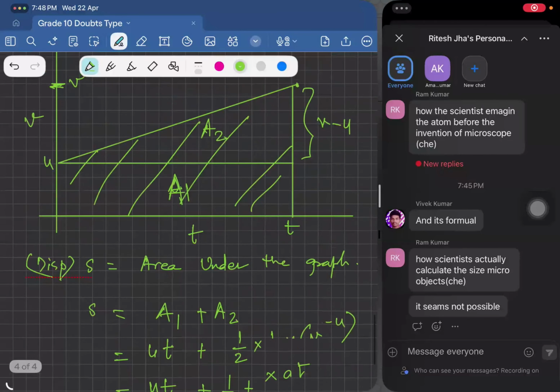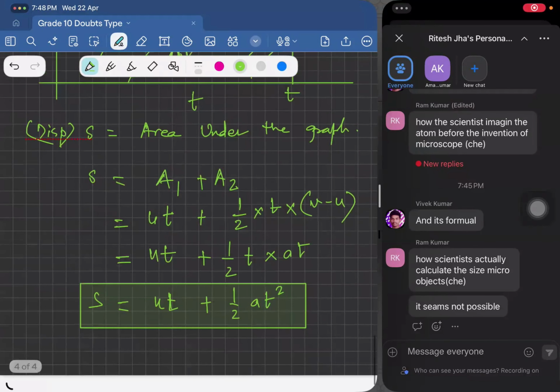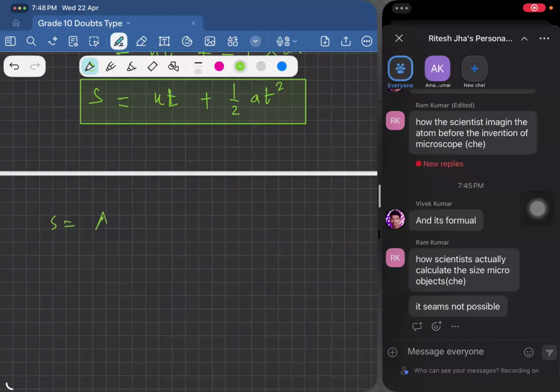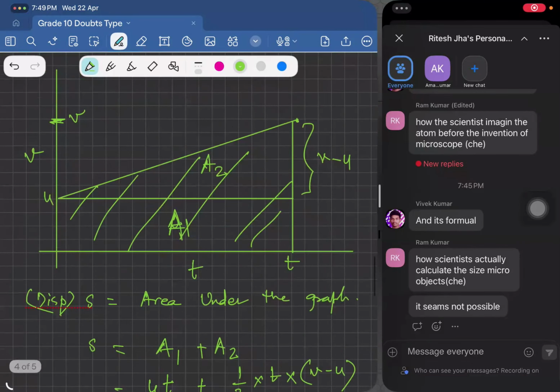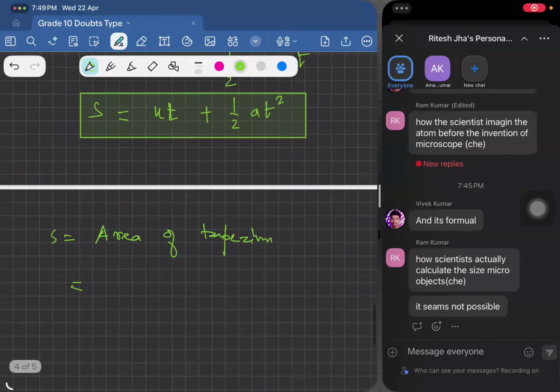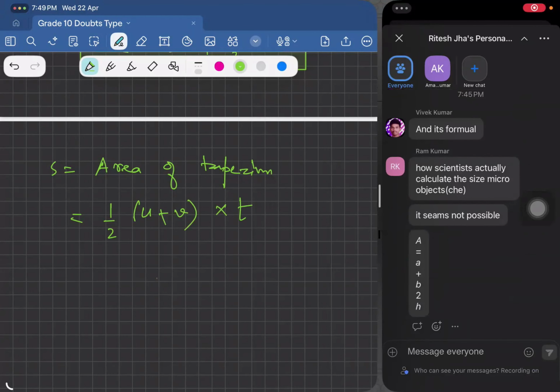Then, do you know what is the area of a trapezium? Half, sum of parallel sides and its height. Perfect. Don't you see that this graph is like a trapezium, where your parallel sides are u and v, and the distance between them, the height, is t. So I can say that this is half into sum of parallel sides into height.